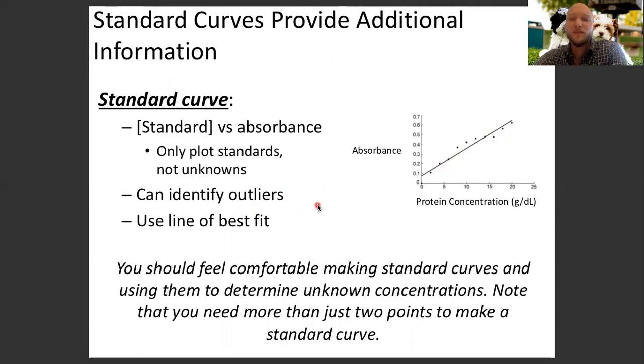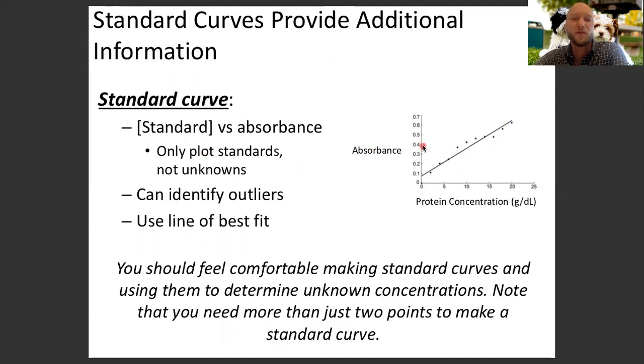You want to use a best fit line. You can see that the data points here are not perfectly straight, but they're pretty straight. When you form the trend line, you want it to go right through your data points. Plot only for standards. Do not plot for unknowns. We're going to use the standard line to calculate the unknowns.